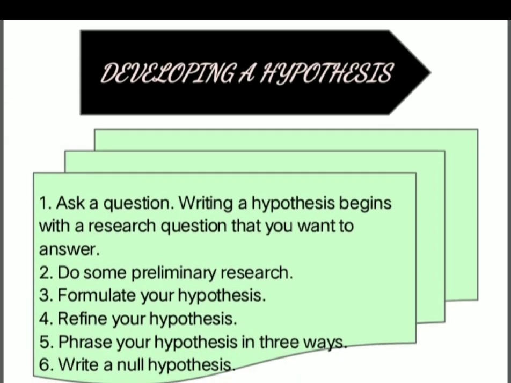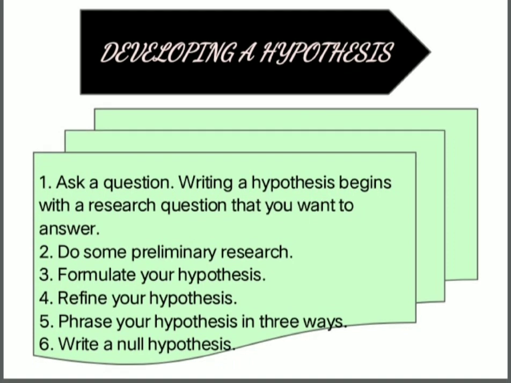Developing a hypothesis. When developing a hypothesis, you should ask a question. Writing a hypothesis begins with a research question that you want to answer. Second, do some preliminary research. Third, formulate your hypothesis. And then after that, you have to refine your hypothesis and phrase your hypothesis in three ways, and you have to write a null hypothesis.